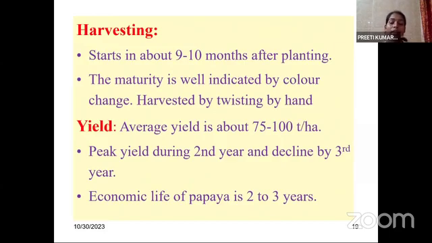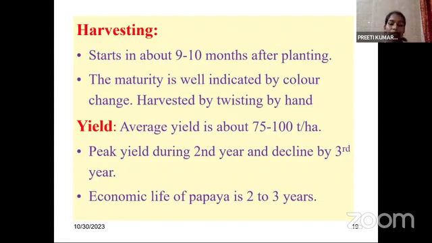The maturity is well indicated by color and shade, and fruits are harvested by twisting by hand. When the papaya is a perfect size and is turning from green to somewhat yellow, it is identified by the color and then harvested by hand, twisting the fruit. Then yield. Average yield is about 75 to 100 tons per hectare.